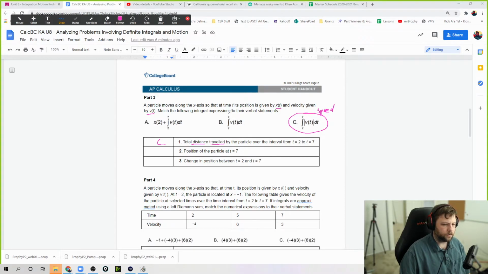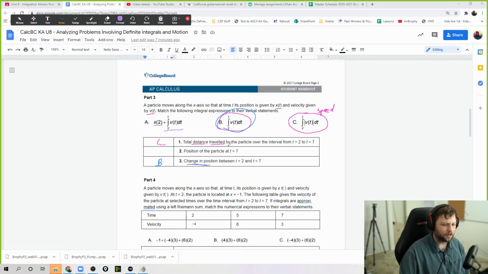When you're dealing with just integrating velocity, and it's not absolute value, we're talking about a displacement, or we can also call this a change of position. So a change of position right here is going to look like this. We're going to be looking at B right here. And when you have x of 2, this is like your starting position plus the integral.